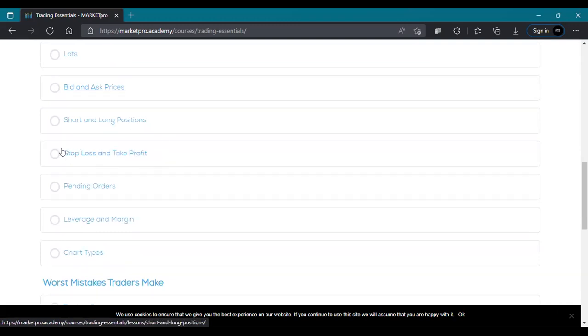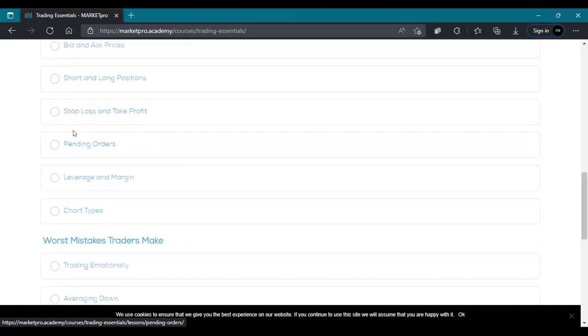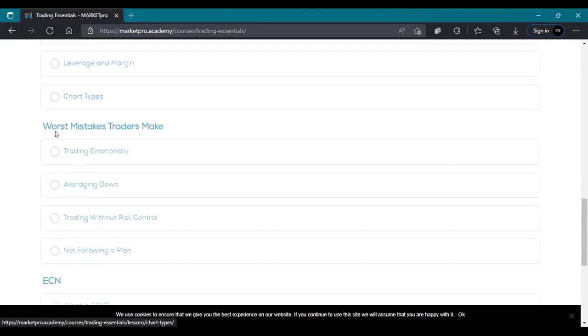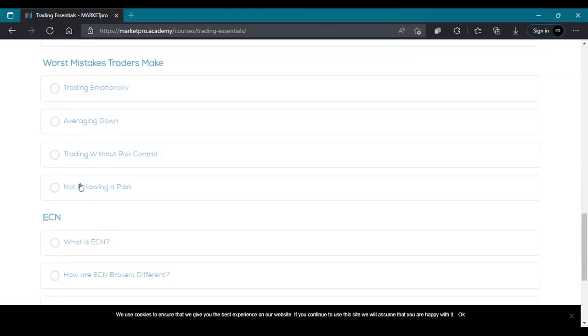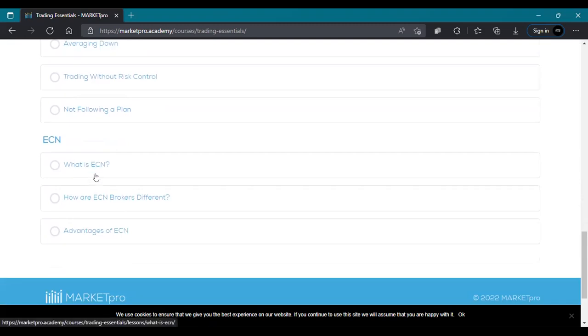You actually learn how to calculate stop loss and take profit. You actually know what these things mean, right? What's a pending order, or what are pending orders? You also get every single piece of information here, right? Chart types. Then you also have the worst mistakes traders make, right? Trading emotionally, they get to talk about that. Trading without risk control, not following a trading plan. You also get to know about all these things, right? What is ECN? What are ECN brokers? How are they different? You also get every single piece of information here.